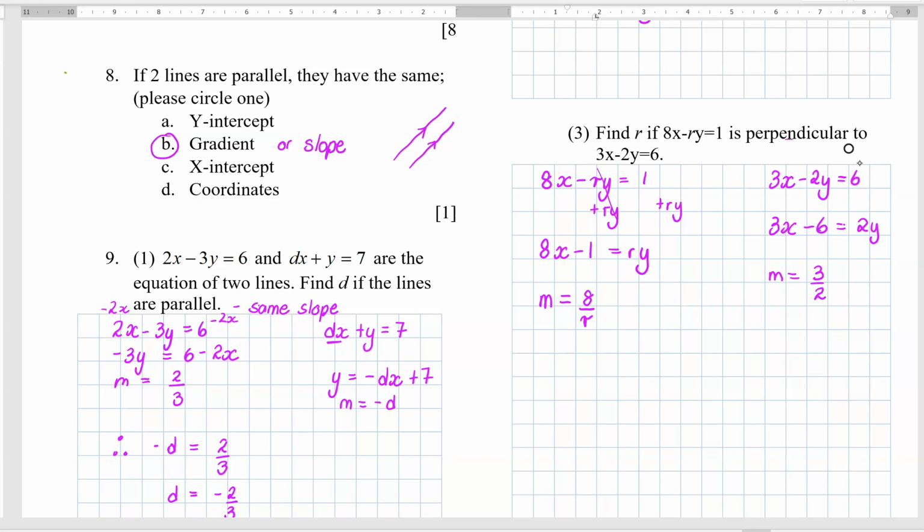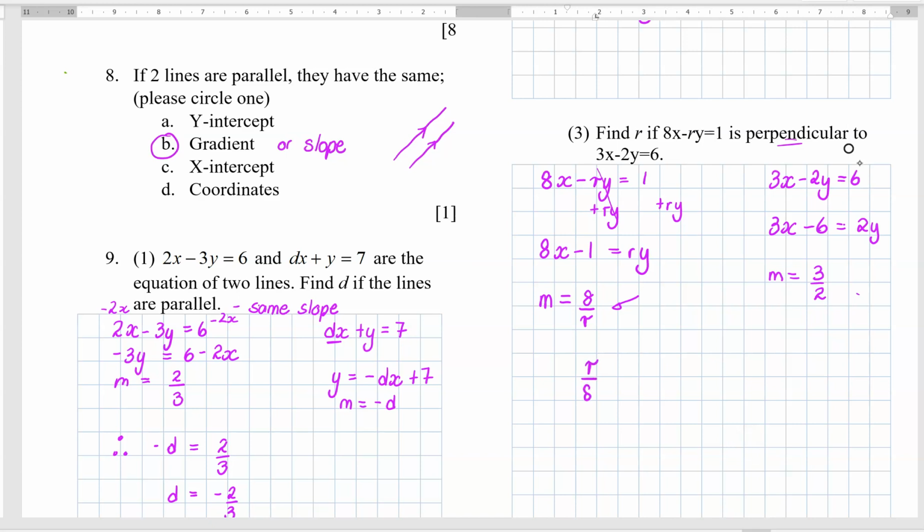So, because they're perpendicular, we can't just say they're equal. If we say this equals the other, then that would mean they're parallel. So one of them we have to flip and reverse the sign. Now either one will do, but I'm going to flip this one because my unknown is downstairs. If my unknown was upstairs, then I would flip the other one. Okay, so we have to flip.